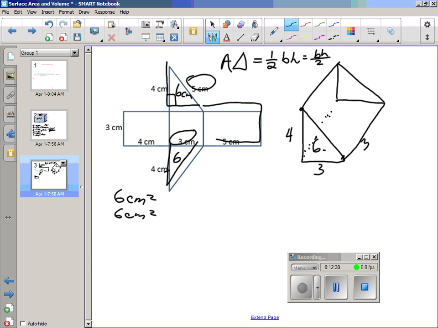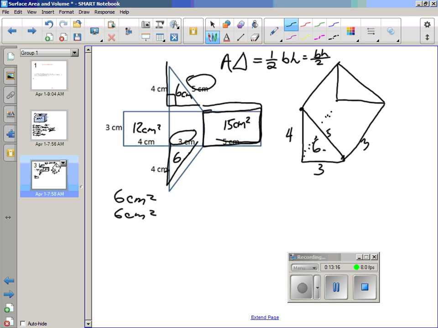All right, now we need to find the area of this rectangle right here. I'll give you a hint. I know that from here to here is 5, and from here to here is 3. So what's the area of this rectangle? 15 centimeters squared. Now this one over here isn't exactly the same. This one is actually 3 by 4, so 3 by 4 is exactly 12 centimeters squared.